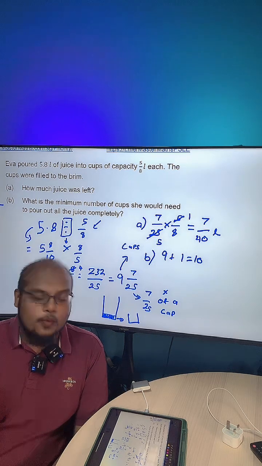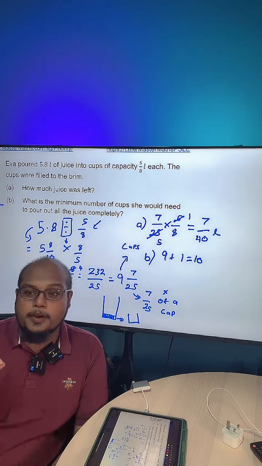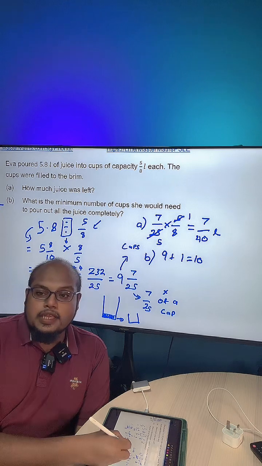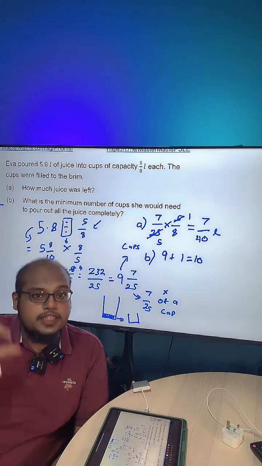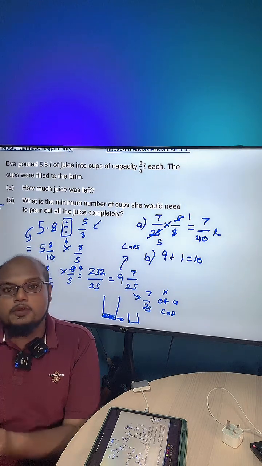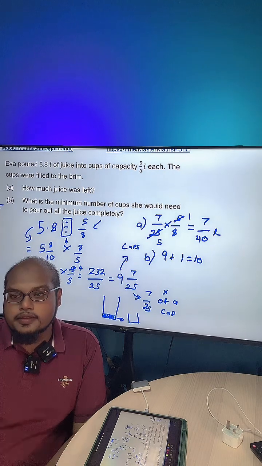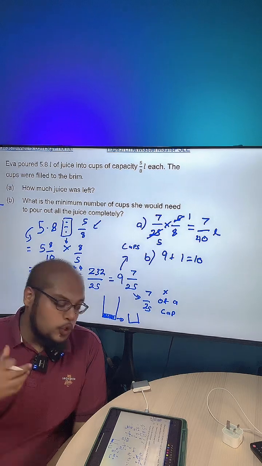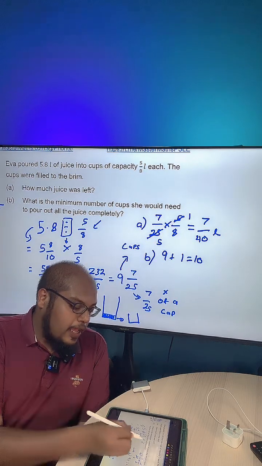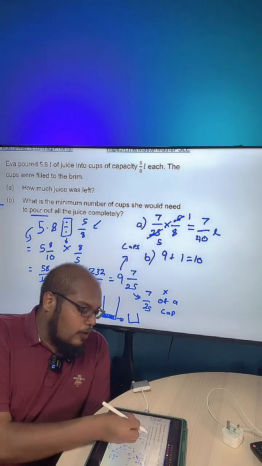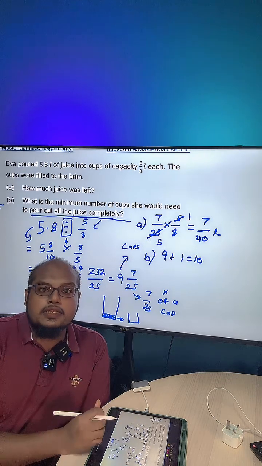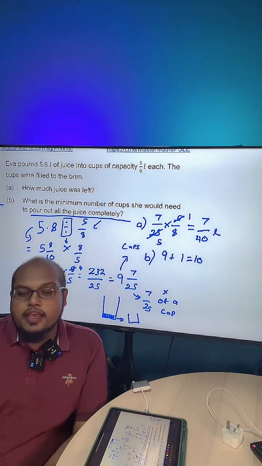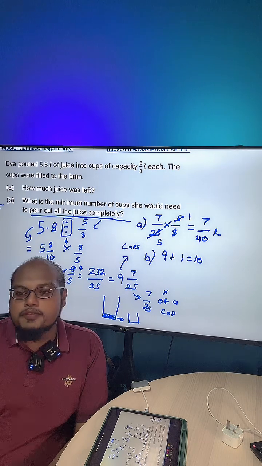Why do I plus 1? Because of the remaining amount there. When I divide, I realize that I got 9 cups and 7 over 25 of a cup. So that 7 over 25, I need to put it into another cup. That's why I plus 1. If not, there will still be juice left in the jar. They are asking to pour out all the juice completely. Must pour everything.